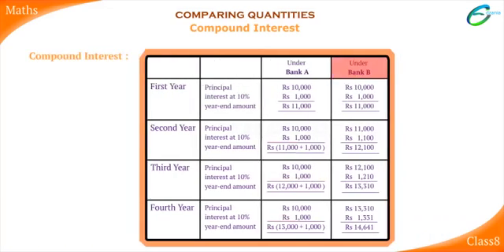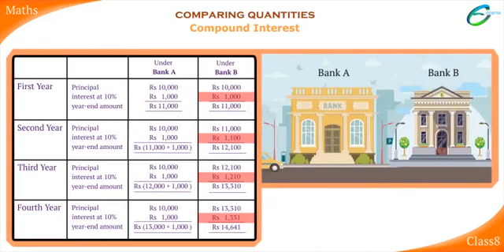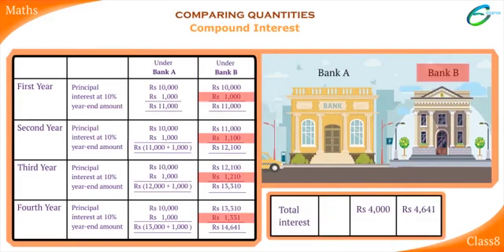Now let's look at how Bank B gave interest on the money that Mr. Mohan deposited. In case of Bank B, observe that at the end of each year, the interest is added to the principal amount. So the principal amount changes every year, and the interest is calculated on the principal amount of the previous year. Therefore, the principal amount increased every year, and so did the interest amount, as rupees 4,641.